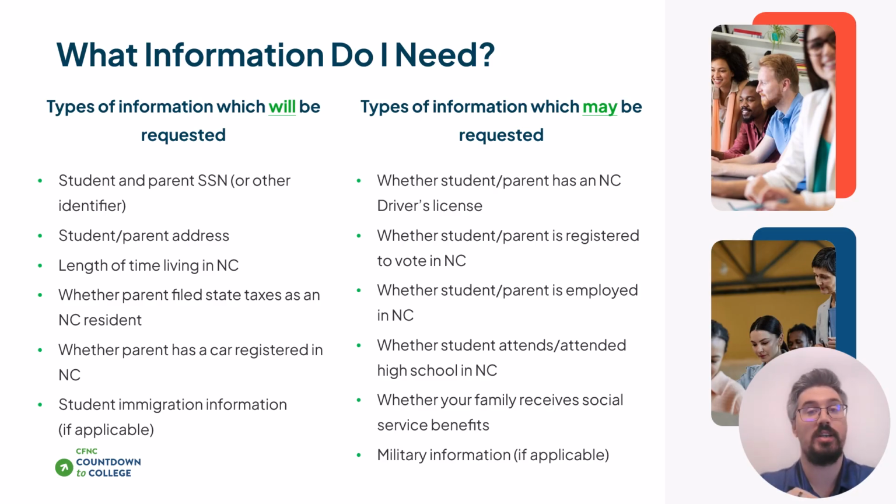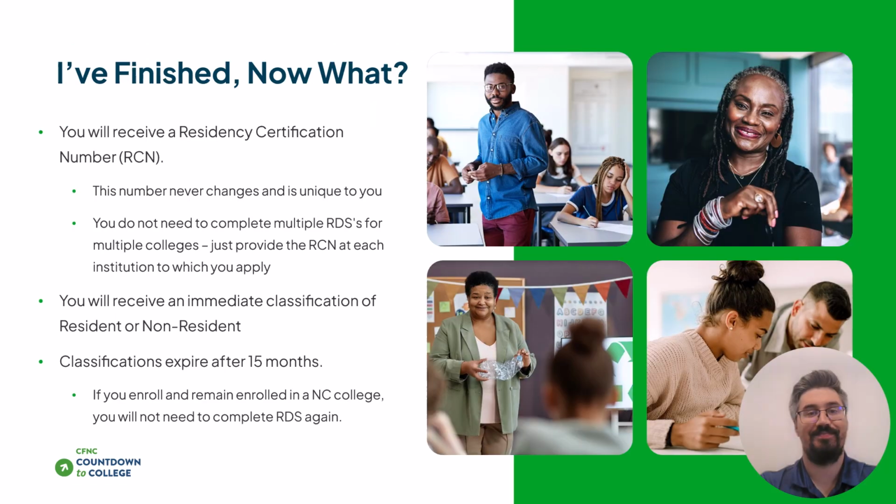So types of information that may be requested, depending on the student's situation, this is what you can expect. Whether the student or parent has a North Carolina driver's license, whether the student or parent is registered to vote in North Carolina, whether they're employed in North Carolina, whether the student attends or has attended high school in North Carolina, whether the family receives any types of social service benefits, and also military information, once again, if that is applicable.